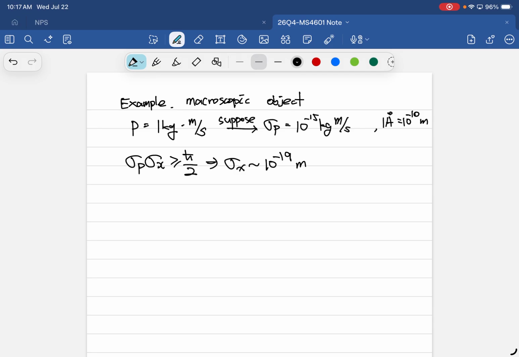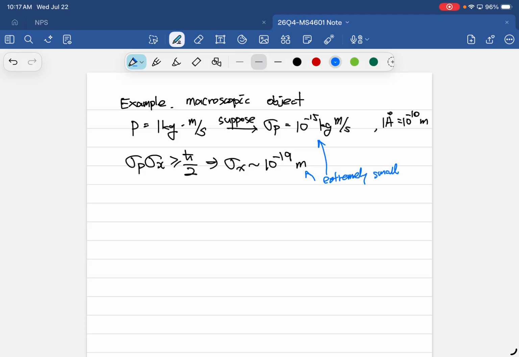Why is that? Because when you look at this h bar number, it turns out to be a very, very small value, 10 to the negative 31, something like that, or 34. So here sigma x, the uncertainty of position, is 10 to the negative 19th power. What does it mean? This is much, much smaller than even the atom size. So these two values are extremely small.